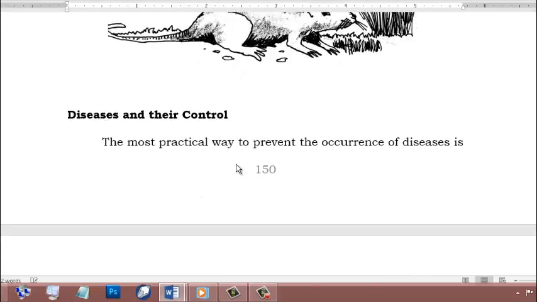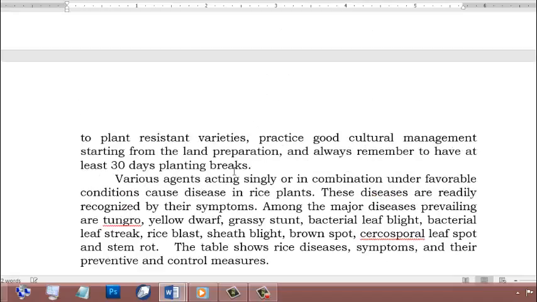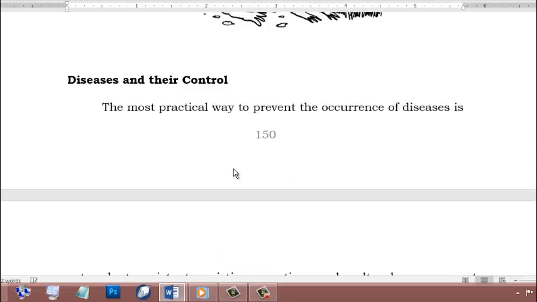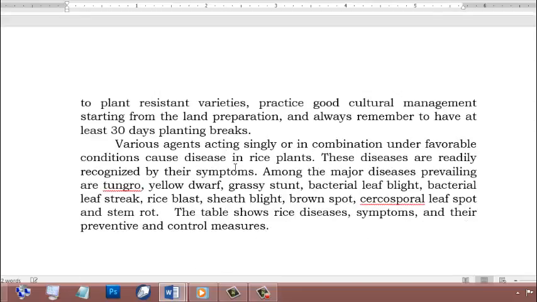Next are the control measures. The most practical way to prevent the occurrence of disease is to plant resistant varieties and practice good cultural management, starting from the land preparation, and always remember to have at least 30 days planting breaks. It means that we should let the rice field have a break by not having any plant growing in it.